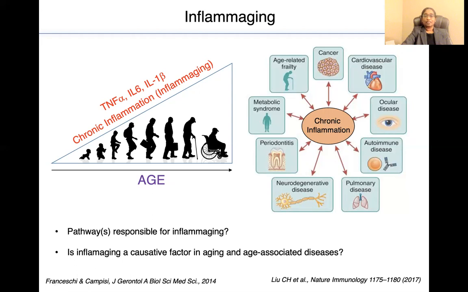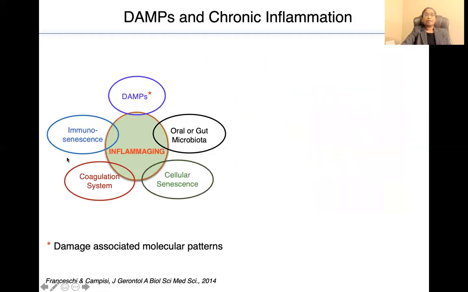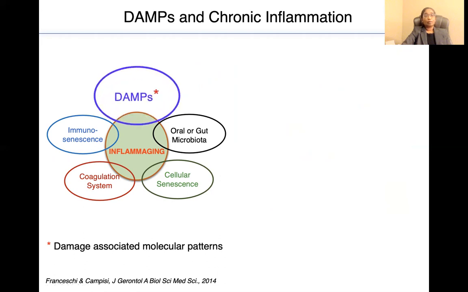aging and age-associated diseases. Several factors have been proposed to contribute to inflammaging, such as cellular senescence, immunosenescence, coagulation system, oral or gut microbiota. And yet another important factor is DAMPs, which is damage-associated molecular patterns. These are normal components of the cell. However, when they are released outside the cell, they can cause an inflammatory response. A few examples of DAMPs are HMGB1, mitochondrial DNA, S100 proteins, ATP, etc.